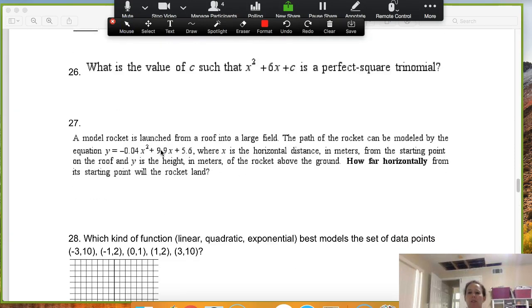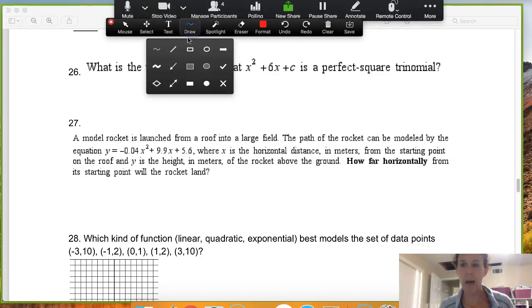Okay, model rocket launched from a roof into a large field. So here's another rocket problem. It's kind of like our ball where we threw it up, right? The path of the rocket can be modeled by the equation. So they give us that equation, where x is the horizontal distance in meters from the starting point on the roof and y is the height in meters of the rocket from the ground. How far horizontally from the starting point does the rocket land?